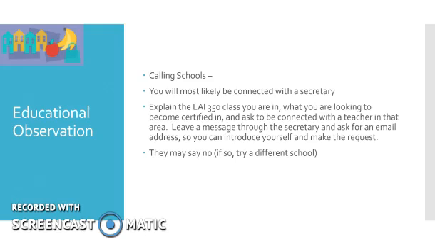Explain the LAI 350 class that you're in, what you're looking to become certified in, and ask to be connected with a teacher in the area that you're interested in who might be receptive to having you observe the class. You can leave a message through the secretary and ask for an email address for the teacher so you can introduce yourself and make the request directly to the teacher.